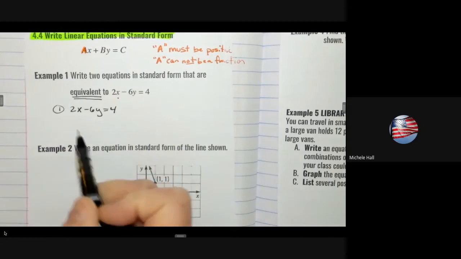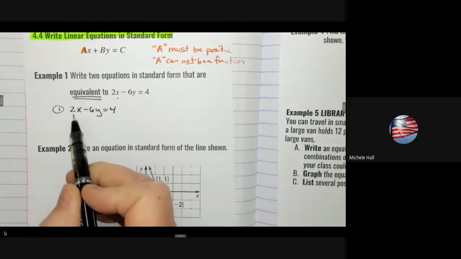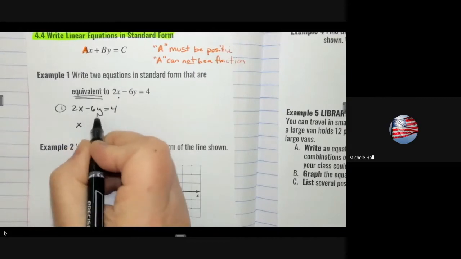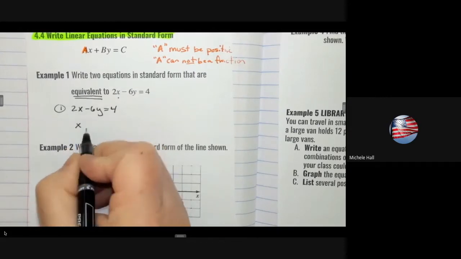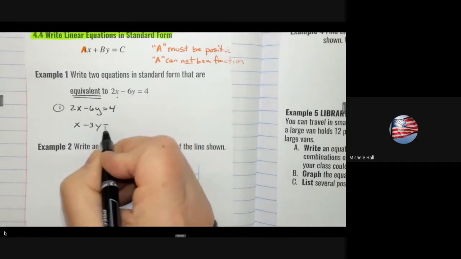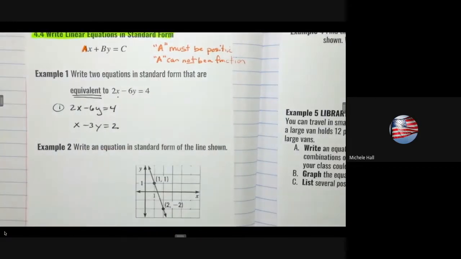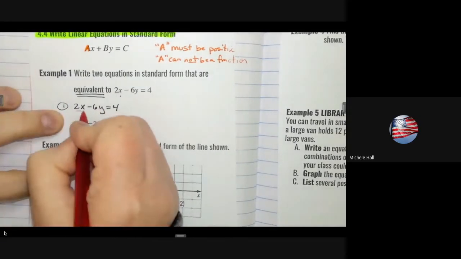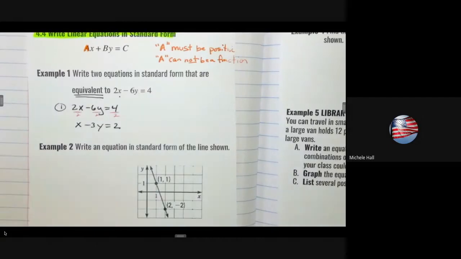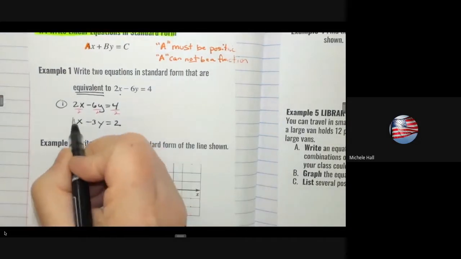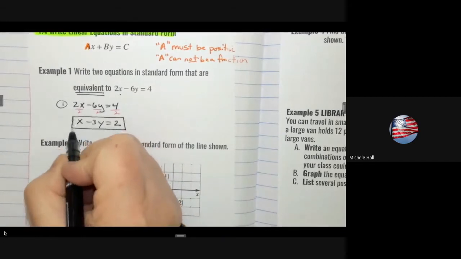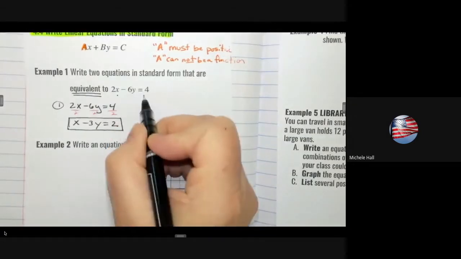I see that I can divide a 2 out. So 2x divided by 2 is x. Negative 6y divided by 2 is negative 3y. And 4 divided by 2 is 2. So we just divided all the terms by 2. Here's one answer, which is the most simplified answer. This problem is not reduced.